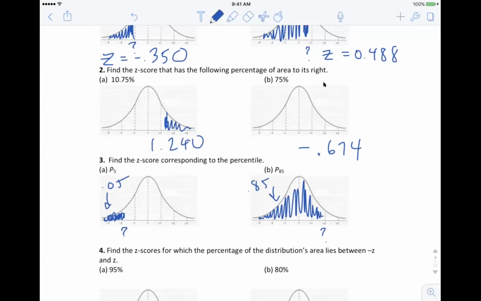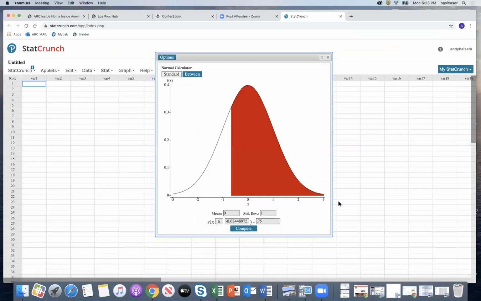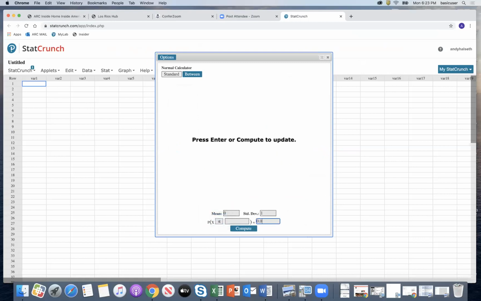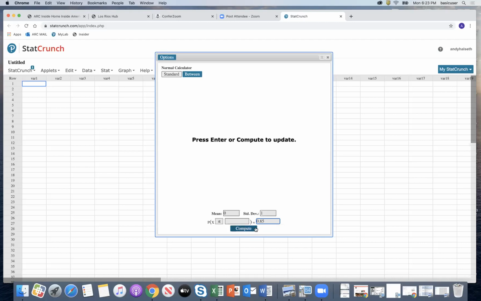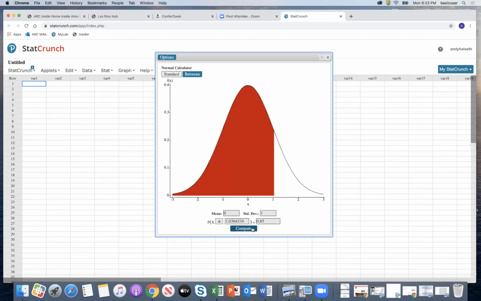Okay, so let's go back to StatCrunch. What did we have? We had 0.05, and it was area to the left. So there's your setup. And there's your z, negative 1.645. For part B, I would put in 0.85, area to the left, 1.036. All right, and there we have it.